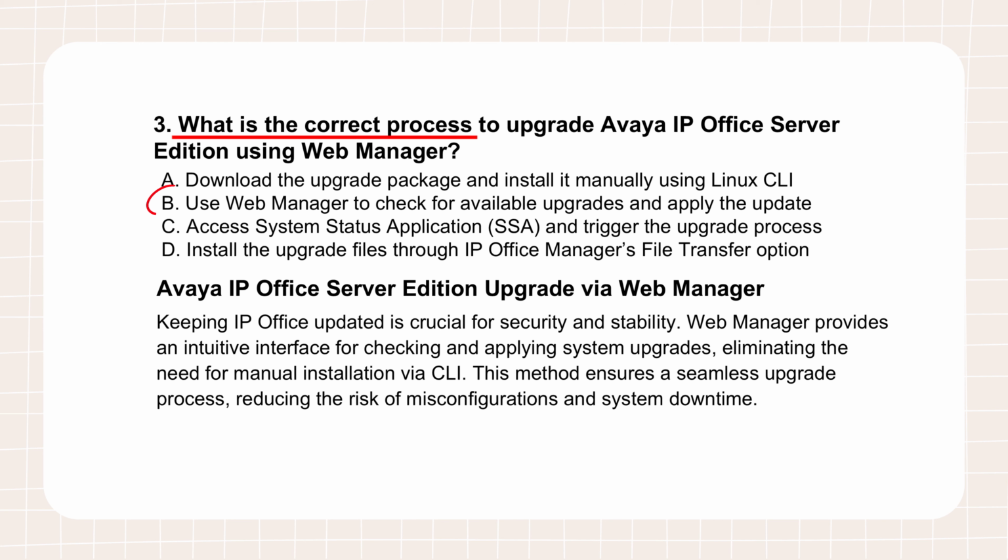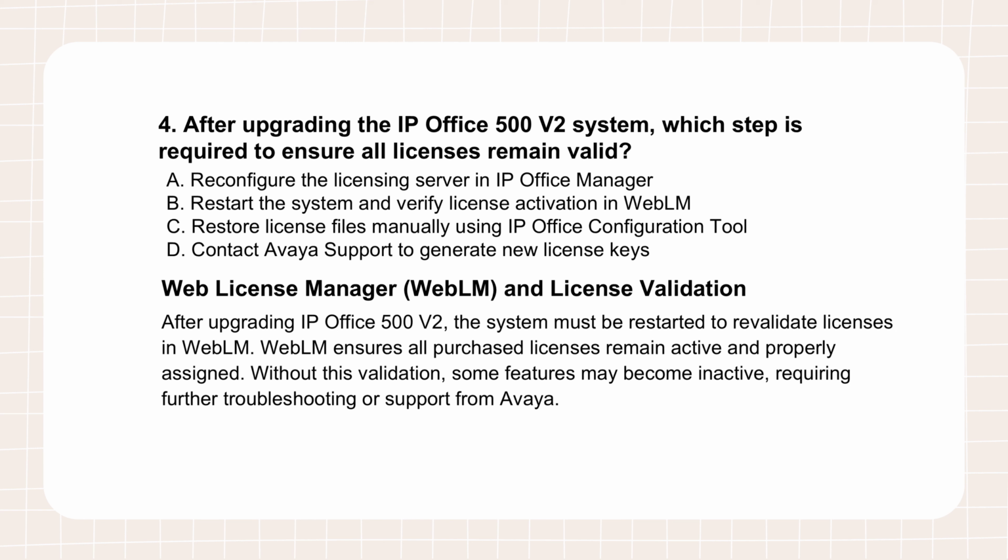Makes perfect sense. Now for question 4. After upgrading the IP Office 500 v2 system, which step is required to ensure all licenses remain valid? Choices are: reconfigure license server, restart and verify in WebLM, restore license files manually, and contact Avaya support. What's the critical action to take right after that upgrade finishes?